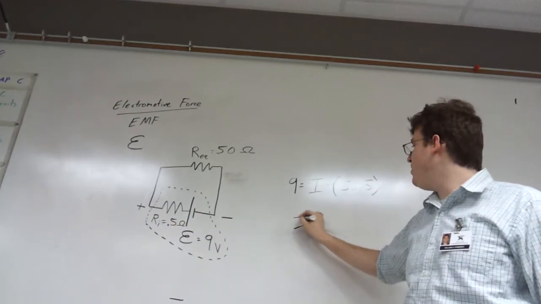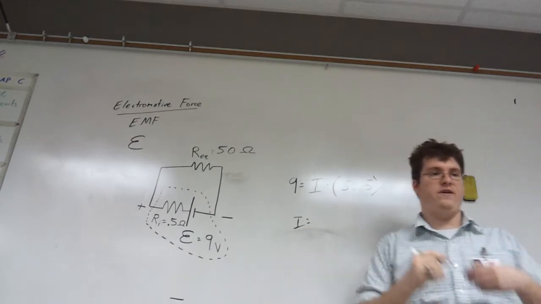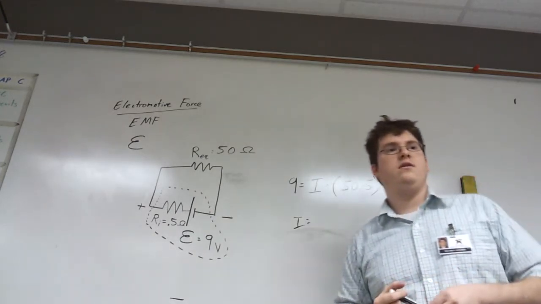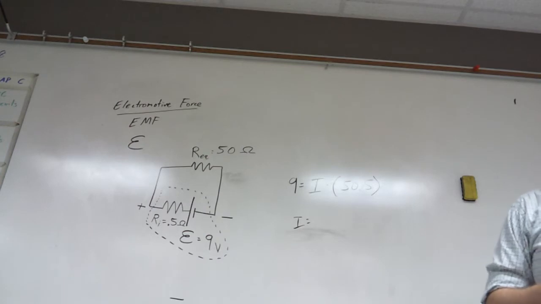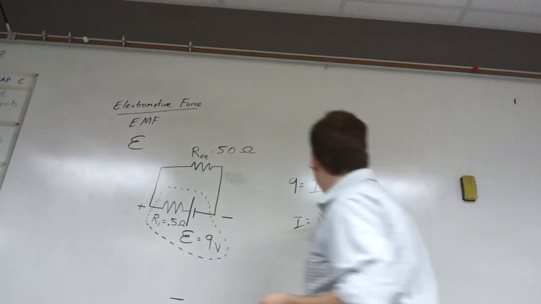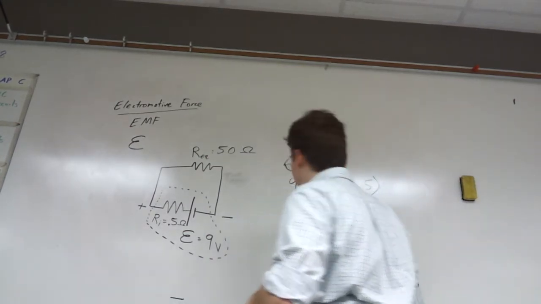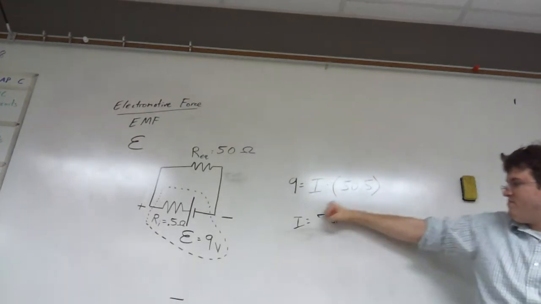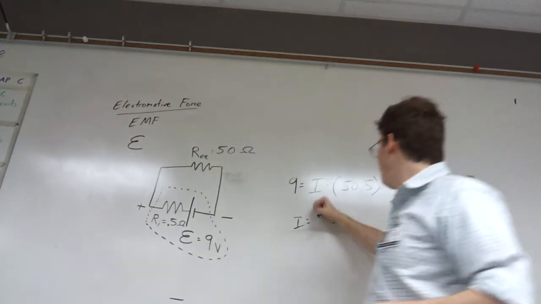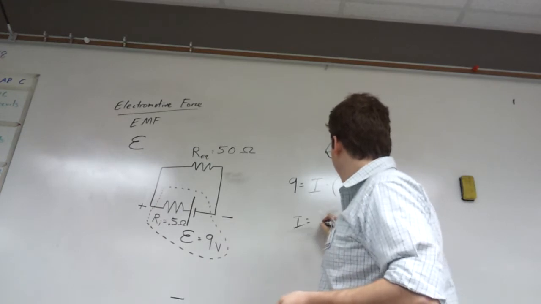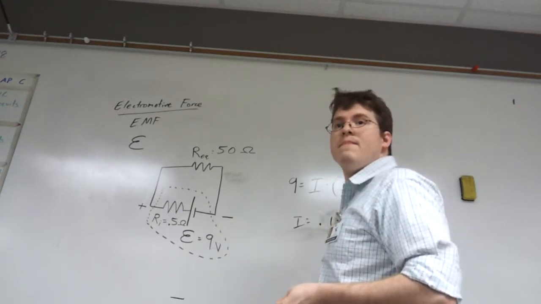So what is the current running through this? 9 over 50.5. What is that? 5.61? No, that's not right. There's no way. It's like 0.2. I did it backwards. 0.178. Okay, 0.178 amps.